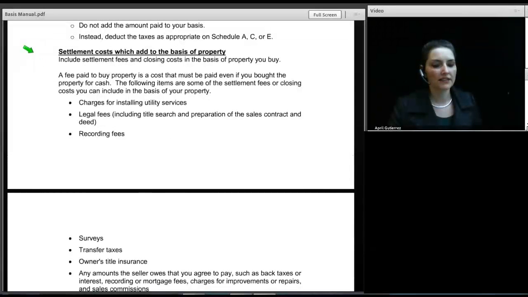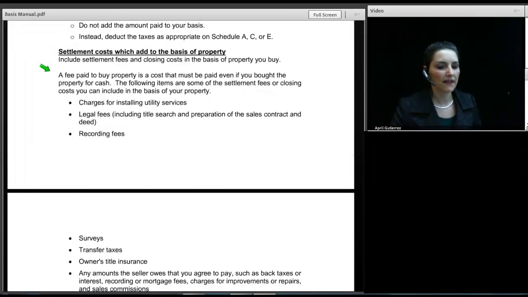Settlement costs which add to the basis of property. The IRS does have very specific rules in its publications on what kind of settlement costs add to basis and which ones are not considered to add to basis. And those rules do vary according to whether you're talking about personal use property or business use property. A fee paid to buy property is a cost that must be paid even if you bought the property for cash. So we're looking at settlement costs which add to the basis of property. And in that, you include settlement fees and closing costs in the basis of the property you buy.